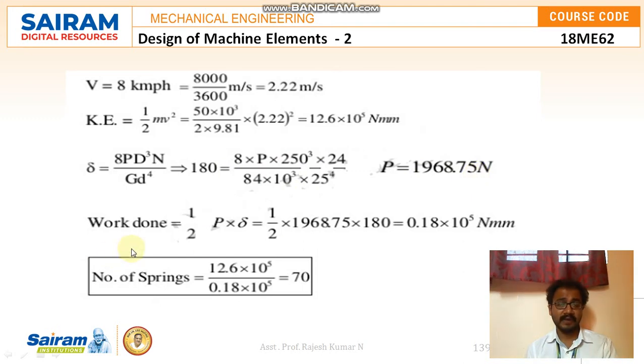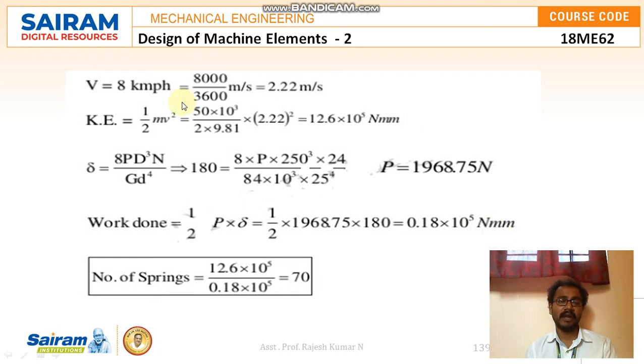Moving to the next one, work done. The formula is 1 by 2 into P into delta. Here you can see we know the P value and we also know the delta value, which is given in the question itself. After substituting P and delta as 1968.75 and 180, we will be getting the work done as 0.18 into 10 power 5 Newton mm. You can see the kinetic energy I am also getting in terms of Newton mm, and similarly the work done also in Newton mm.